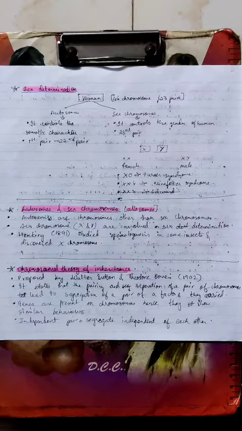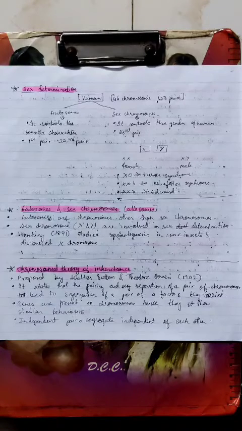Next, we have sex determination. In a human, there are 46 chromosomes and 23 pairs of chromosomes, which are autosomes and sex chromosomes. Autosomes control the somatic character and are the first to 22nd pair. Sex chromosomes, on the other hand, control the gender of humans and are the 23rd pair. It could be X or Y. If it is XX, then it is female, and if it is XY, then it is male.